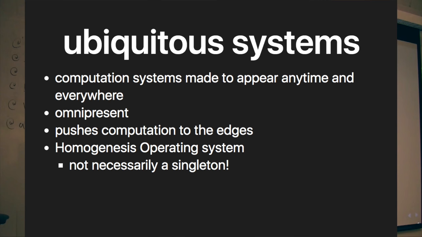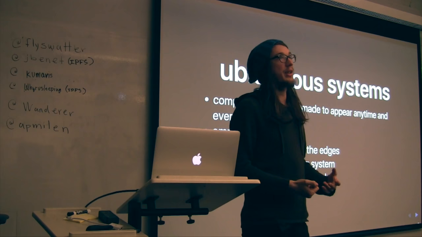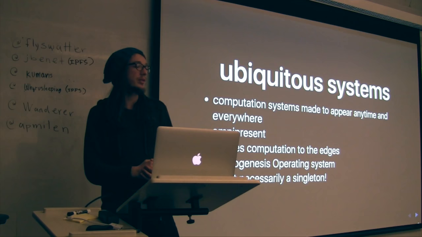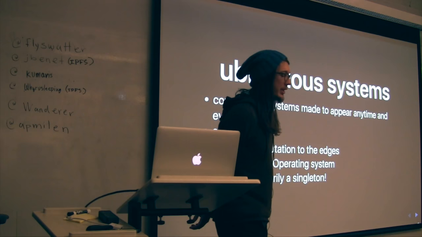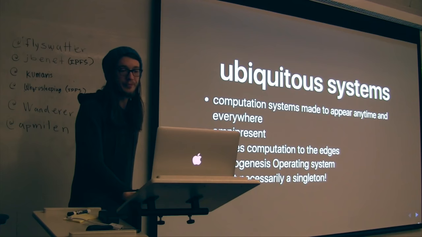And I think the way that we're going to interface with these ubiquitous systems is through a homogeneous operating system, not necessarily a singleton, right? A content addressable file system really lays the groundwork for that, because you don't need a central server, you can have a lot of edge nodes to be able to retrieve your data, right? And from that, you can build an operating system.